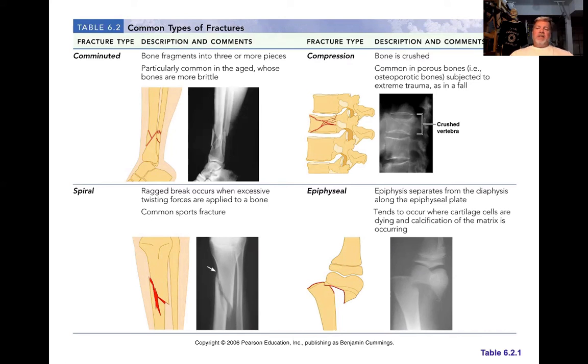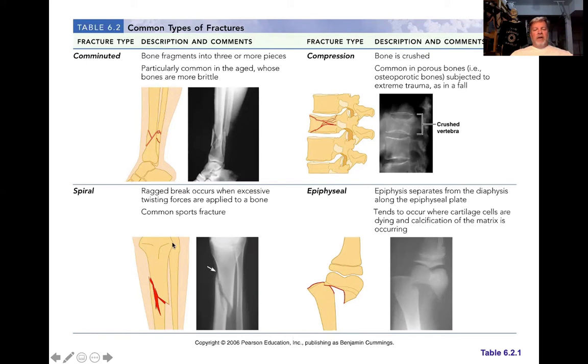Okay, my next one up is a compression fracture. You can see this is taking place in a vertebrae. And so that's been too much force on that vertebrae, and we're literally crushing the bone. This is common in porous bones. Osteoporosis comes into play here. And so I've known people who have fallen or jumped and have crushed their vertebrae and have had this exact fracture. And we'll talk about those in class.